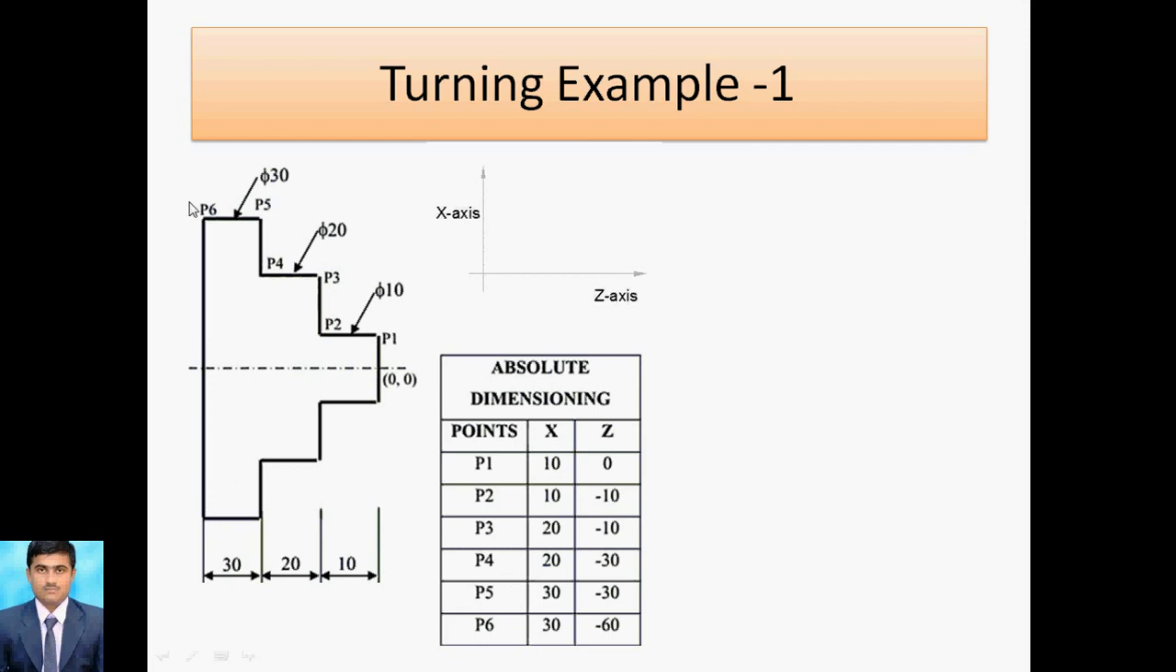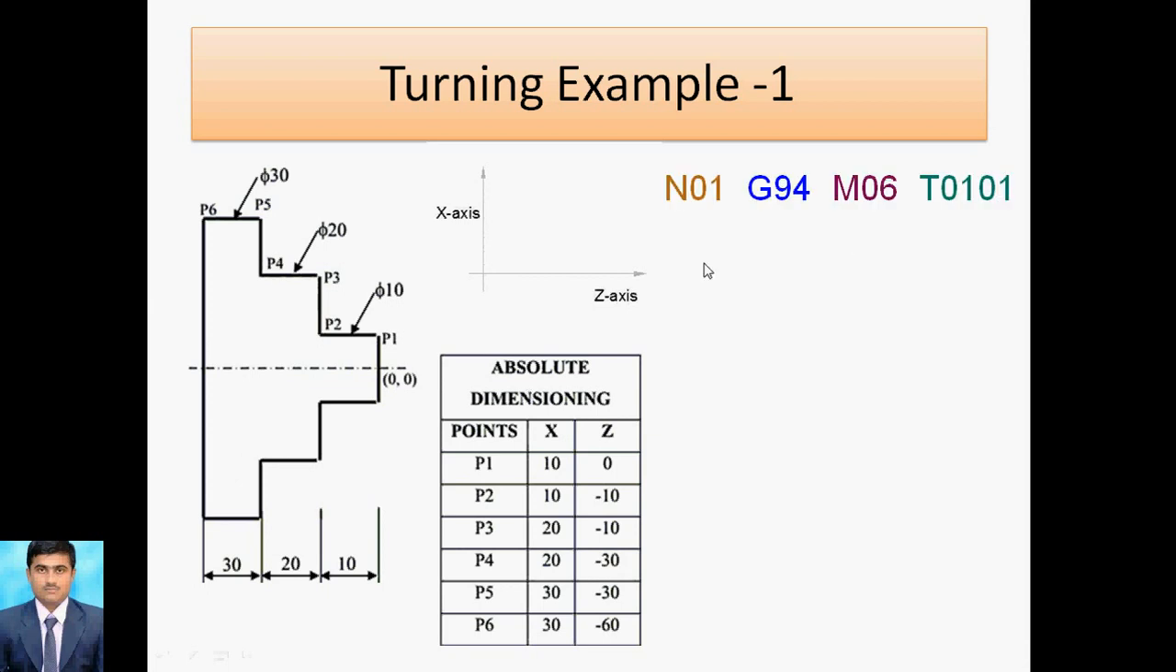So again I repeat for P6, the full diameter is how much? 30, and this Z distance is minus 60. So this is regarding the dimension, that is absolute dimensioning. So here, considering from this point, this is 0, 0. Now we go for the appropriate part programming.